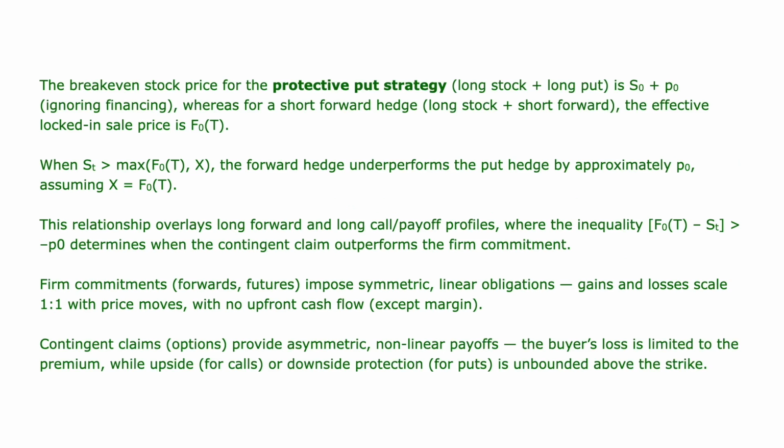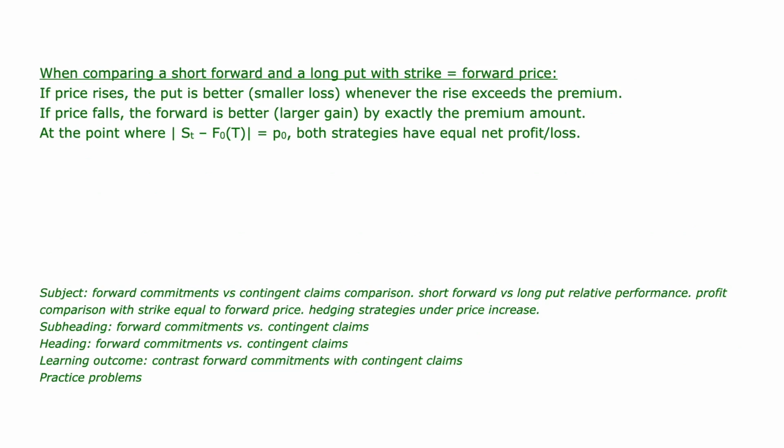Firm commitments, symmetric, linear obligations. Contingent claims, asymmetric, non-linear payoffs with limited loss and potentially unlimited protection or upside. Forwards expose both sides to unlimited linear risk, while options cap the buyer's loss at the premium and provide asymmetric protection. The put hedge limits losses to the premium, while the forward hedge captures full downside gains but suffers unlimited losses on upside moves.